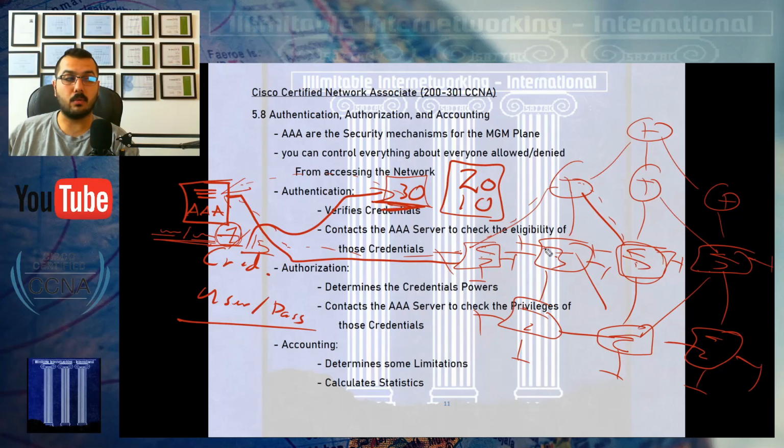Okay, so this is what happens when we use AAA. We only mention those 30 credentials inside the AAA server once, and that's it. The AAA server will control and deal with all the devices asking whether this credential is allowed or not. And just in case it was allowed, it's allowed for a privilege limit of what exact level.